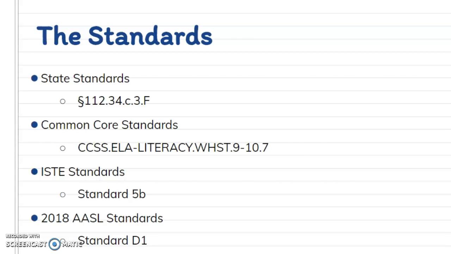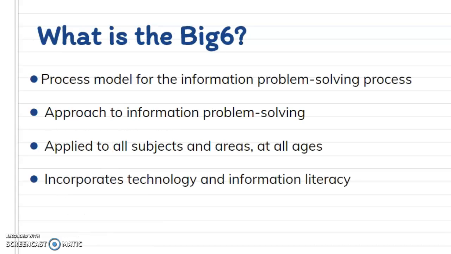With all that being said, what does all that have to do with the Big 6? The Big 6 is a process model for the information problem-solving process, which is just a fancy way of saying a way to figure out problems, a step-by-step process to problem solving, or a certain way to satisfy a need for information. It's a unique approach to problem solving.